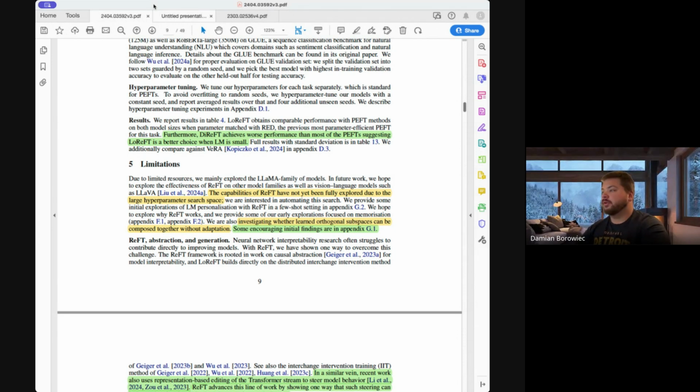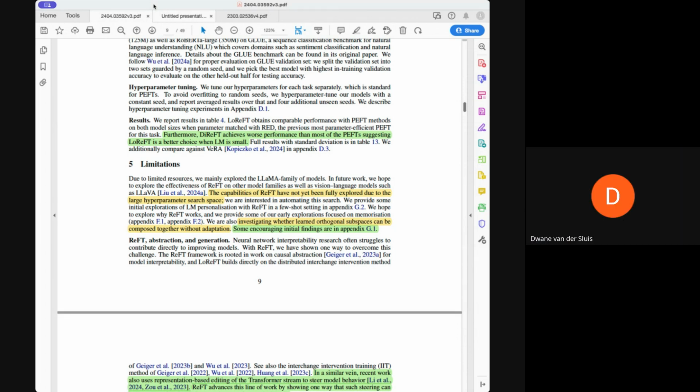I just thought it's quite cool that it turns out that the representations of the models carry a lot of the concepts as opposed to the neurons themselves. So, as opposed to the weights. Yeah, which is quite an interesting outcome of this research.